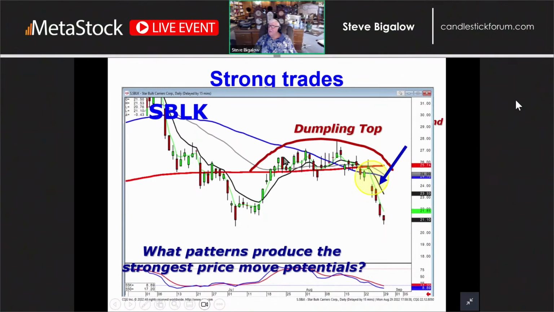There's patterns. The opposite of a fry pan bottom is a dumpling top. When can you be shorting this? When they're gapping down, confirming that dumpling top, telling us they failed here at the 50.